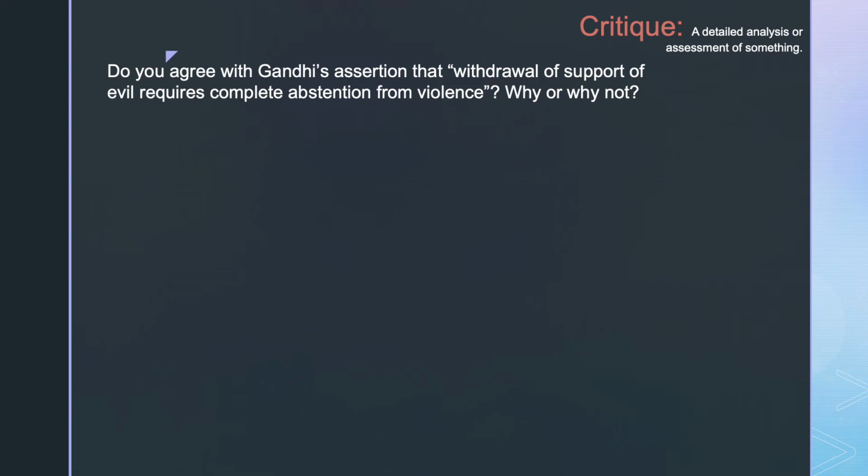Your next question asks you to critique or complete a detailed analysis or assessment of the text. The question asks, do you agree with Gandhi's assertion that withdrawal of support of evil requires complete abstention from violence? Why or why not? Now note, this is an opinion question, but you must be able to justify your answer. You can choose to agree or disagree with Gandhi's approach to nonviolent protest, but as with all argument type questions, if you can't support your argument with reason and evidence, then your argument will be weak at best. So make sure you use logic and reason when you answer this question.